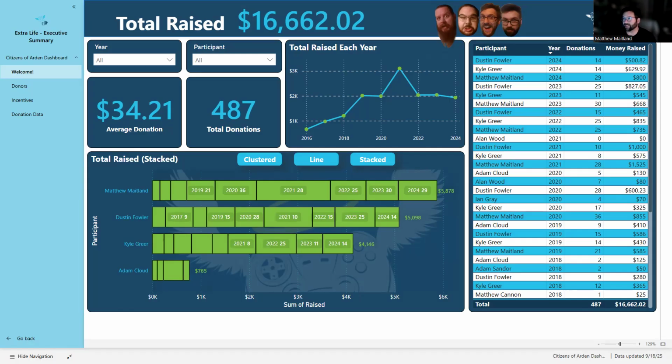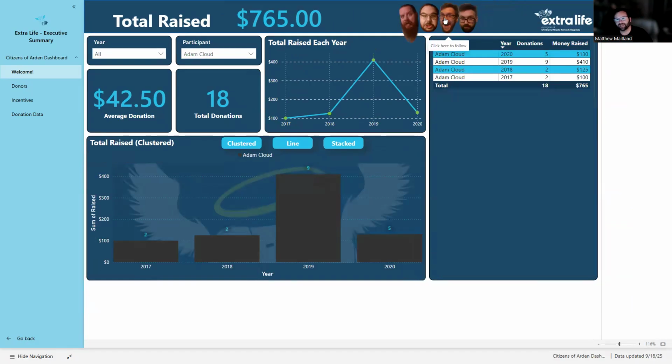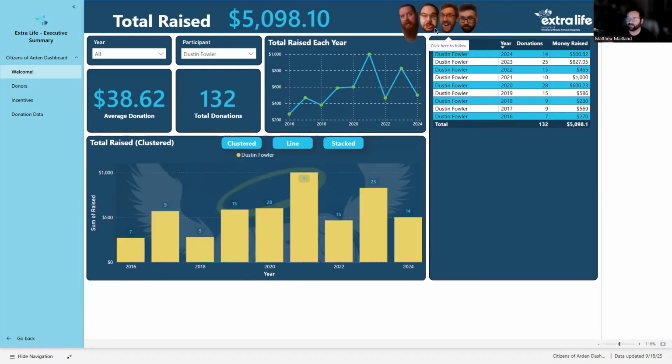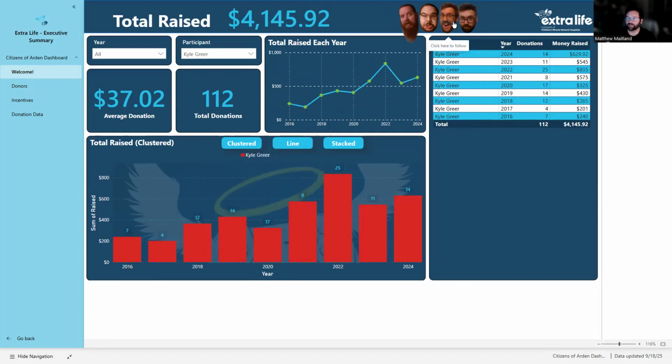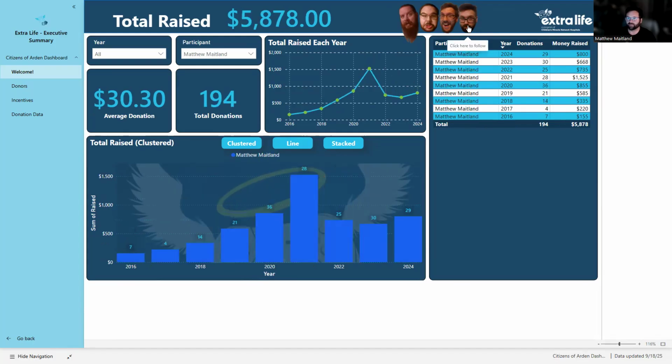At the top, you can see the four core members of our group, the ones who have done it more than 2 years at least, although three of us have done it all 10 years, which is incredibly exciting. Here we can see Adam Cloud. If we take a look at his beautiful face here, because it's not just for show, it's also a slicer, we can see all of his different donation data over the 4 years that he participated. Here, if we click Dustin Fowler, we can see his. And then again, Kyle Greer, our team captain. And finally, myself, Matthew Maitland.